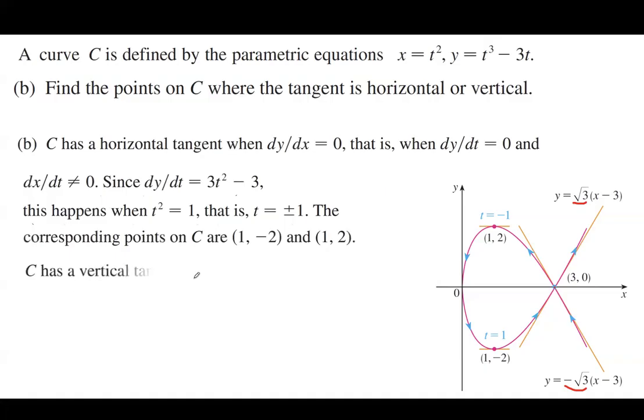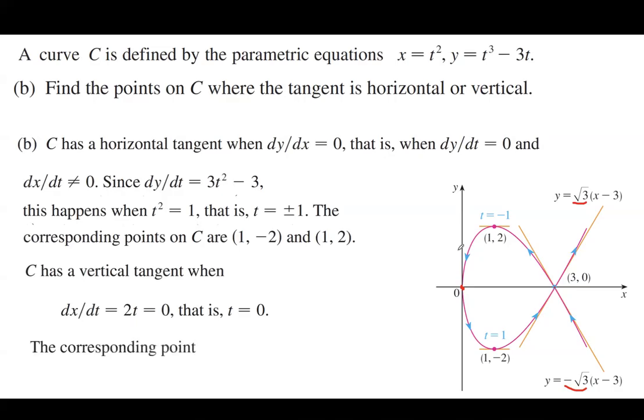Well, C has a vertical tangent where the denominator is equal to 0. So when dx/dt is equal to 0, it means that t is equal to 0. So when t is equal to 0, x becomes 0, y becomes 0. At this point, at the origin, we have a vertical tangent. So the corresponding point where you have a vertical tangent is just one point, which is your origin.